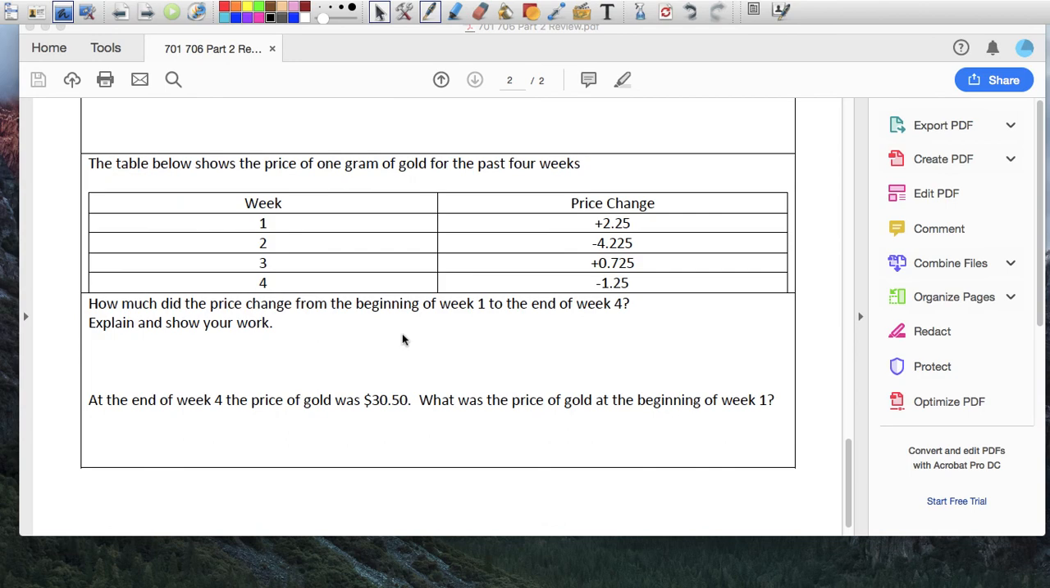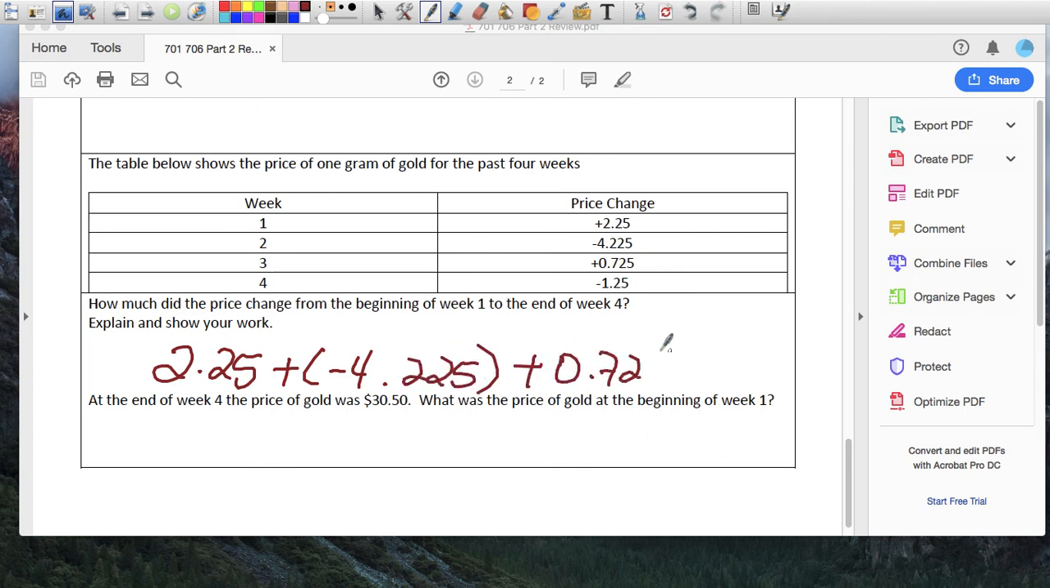The table below shows the price of 1 gram of gold for the past 4 weeks, and so on. So how did the price change? Well, let's add them up. 2.25 plus negative 4.225 plus 0.725, and then it went down again, plus negative 1.25. So let's do these two first, right here.